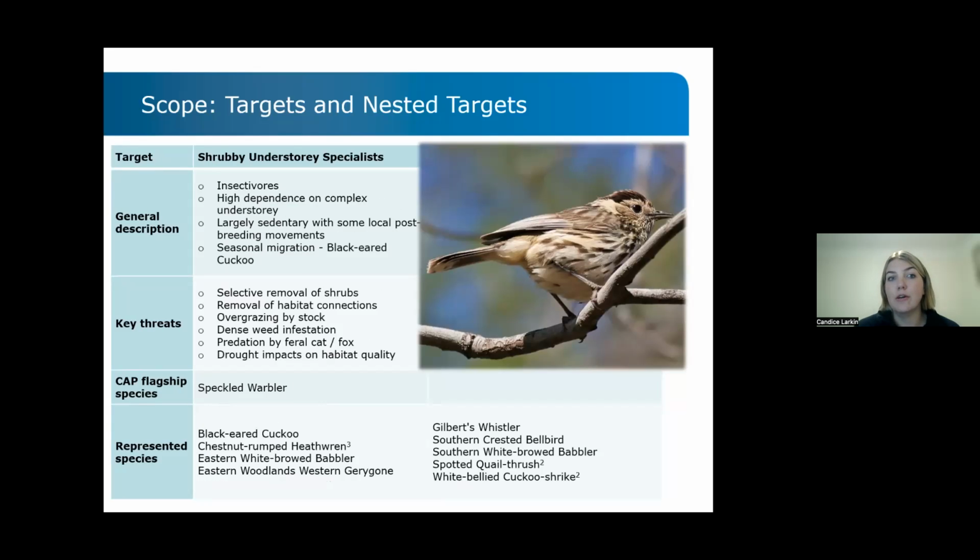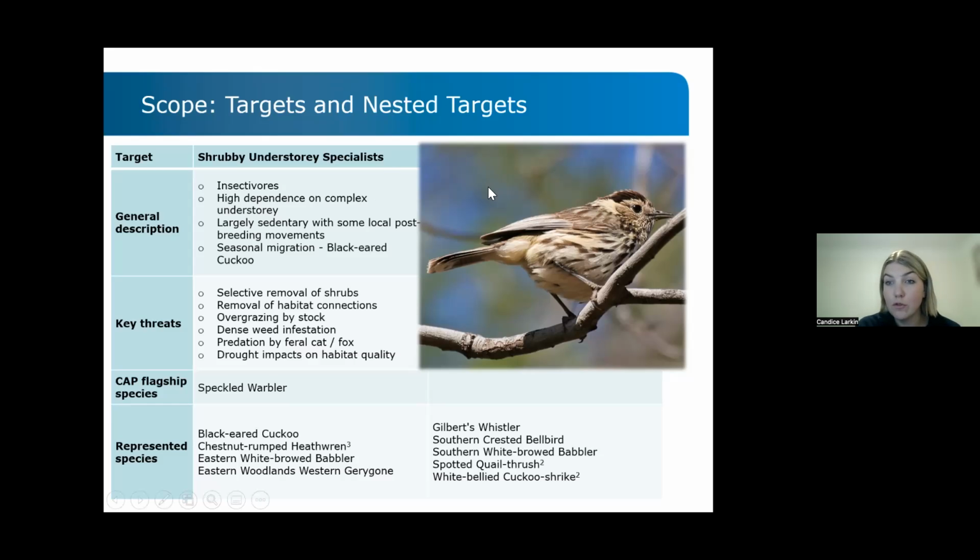Okay, our third group is our shrubby understory specialists. Our key flagship species here is the speckled warbler, another insectivore, and it's highly dependent on complex understory. You'll often see these in your acacias, in your prickly bushes. I've even seen these guys in blackberry, but I'm not condoning having large amounts of blackberry around. These guys are largely sedentary as well, and they're seasonally migrants in some areas, the black-eared cuckoo, for example.